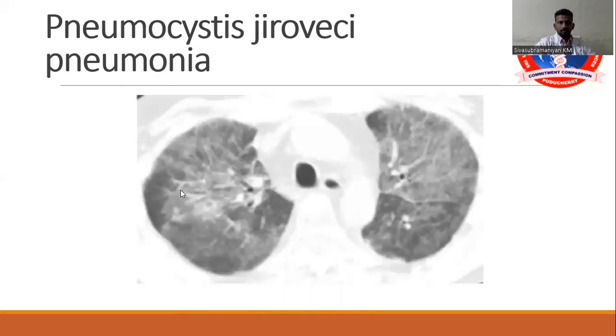Again, for the same patient, you can see the CT of the thorax showing homogeneous areas of haziness involving the bilateral lung apices, predominantly around the perihilar regions and also extending to the periphery.